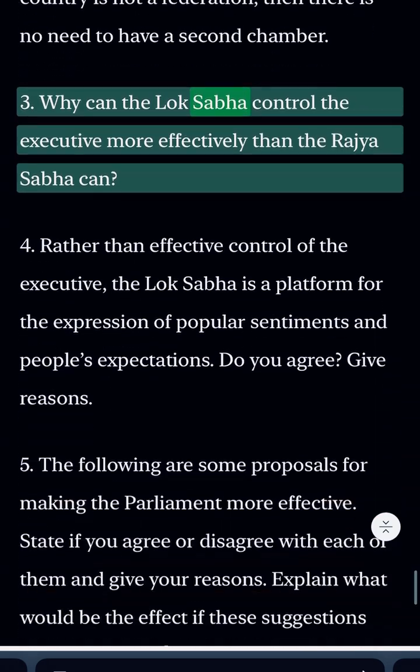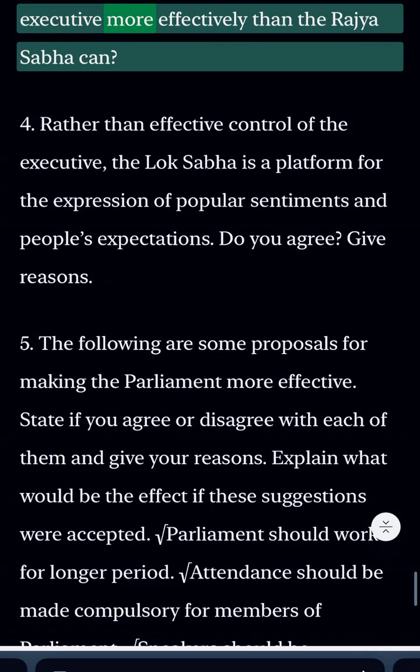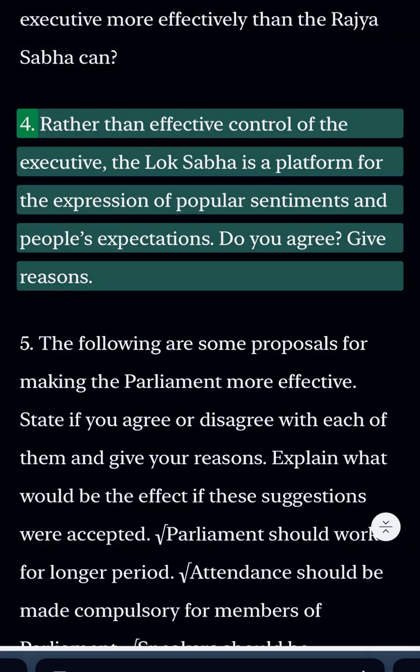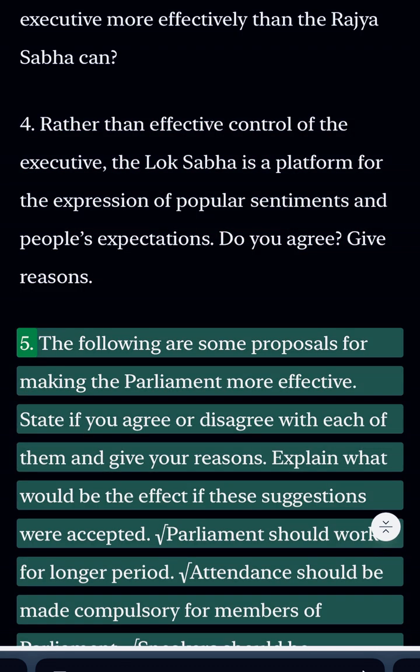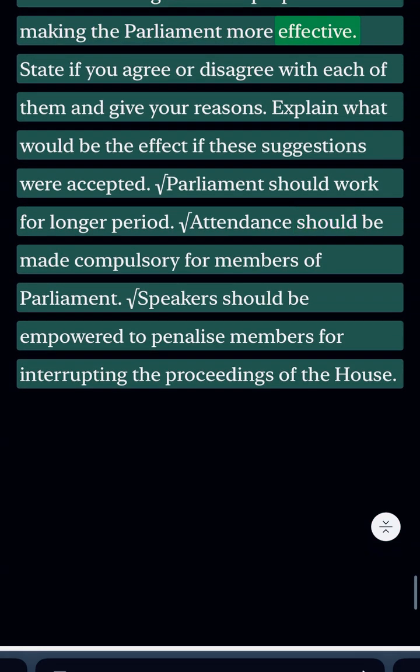3. Why can the Lok Sabha control the executive more effectively than the Rajya Sabha can? 4. Rather than effective control of the executive, the Lok Sabha is a platform for the expression of popular sentiments and people's expectations. Do you agree? Give reasons.